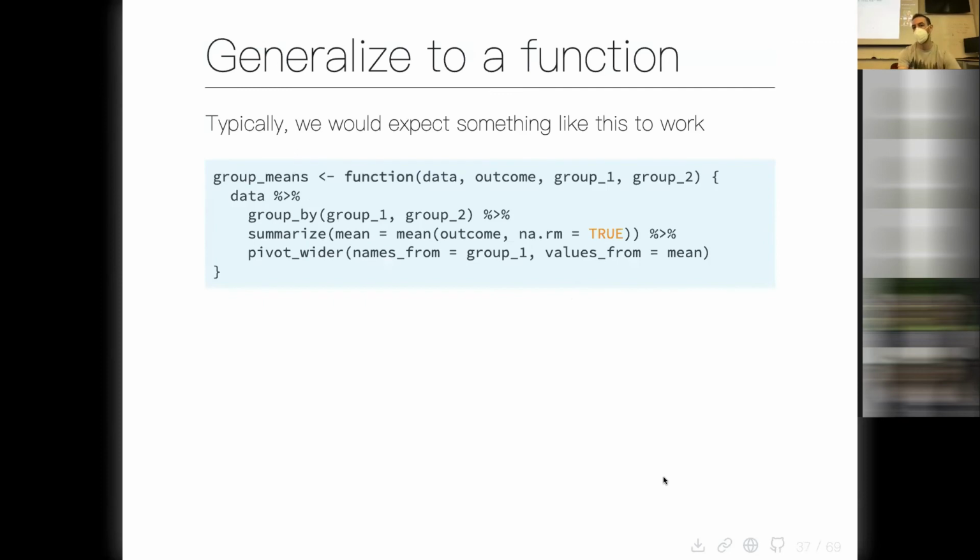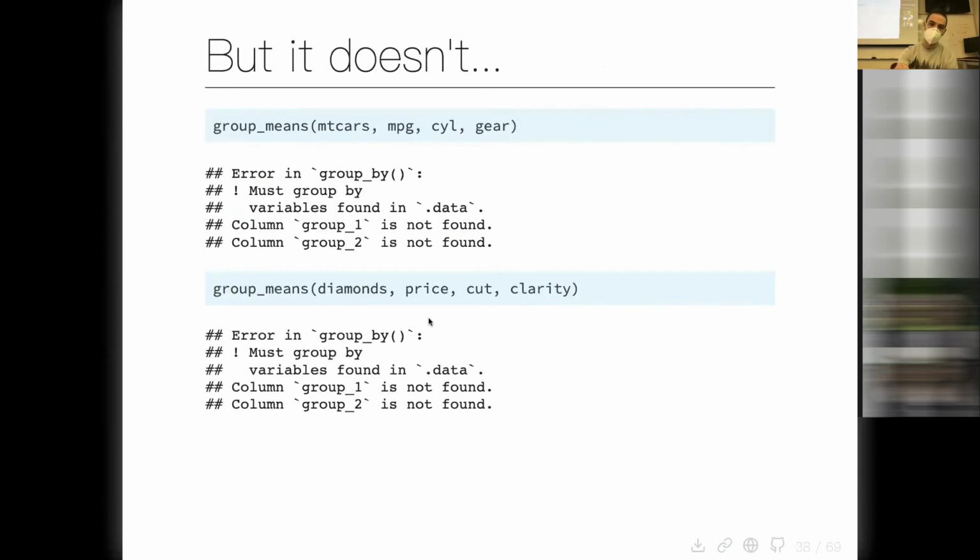This is what I would have expected to work if it were me, right? Function, data, outcome, group 1, group 2. And then I just basically copy and paste that code that I had, swap out data for mtcars, and then group 1, group 2, and outcome, right? Names from group 1, values from mean up there, okay? But this is what we end up getting. Is this a similar error to what you got?